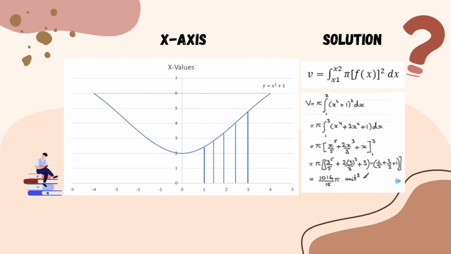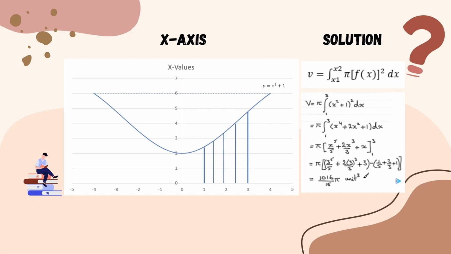After that, we will integrate the equation, and the new equation will be x to the power of 5 over 5 plus 2x cubed over 3 plus x, and move the limits 3 and 1 to the right of the bracket, as shown in the slide.